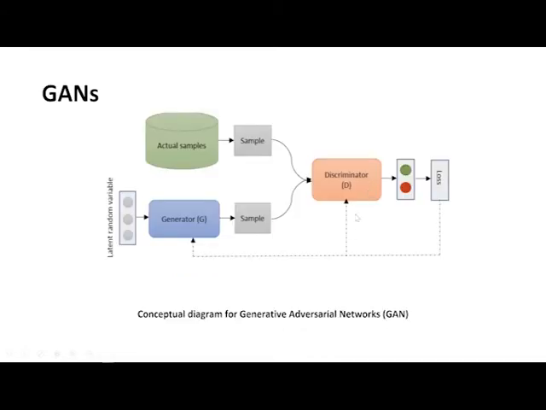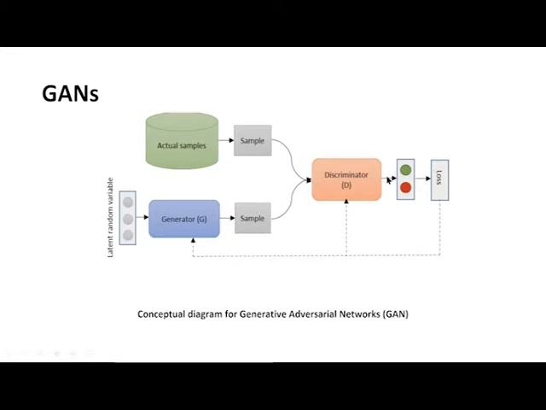GAN is a deep neural network that's architecturally comprised of two networks, the generator and the discriminator, that are pitted against each other in a minimax game. So the generator transforms the random noise in the data into samples that look like the real samples and tries to do it as best it can so as to fool the discriminator. On the other hand, the discriminator tries to differentiate the input coming to it: is it a real sample or a simulated generated sample?